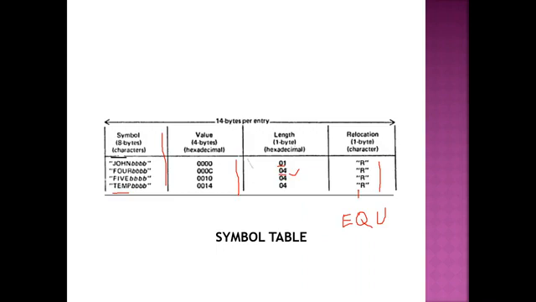The symbol table entry size is going to be 14 bytes: 8 bytes for the symbol, 4 bytes for the value. Value here means the address. Length is going to be 1 byte. In 1 byte you have to give the length, and whether it is relocatable or not is given by the last 1 byte. Total is 14 bytes.